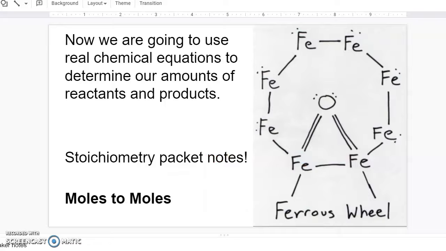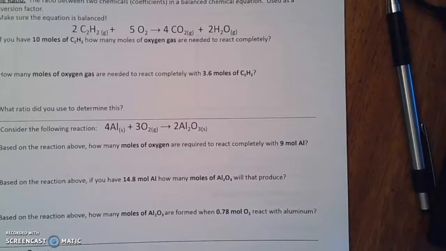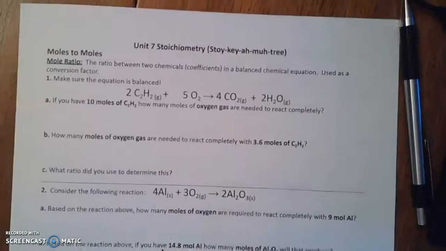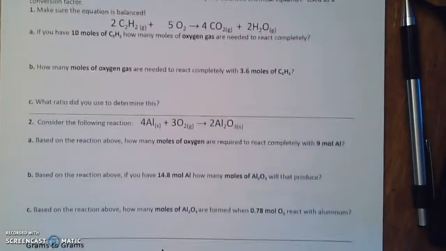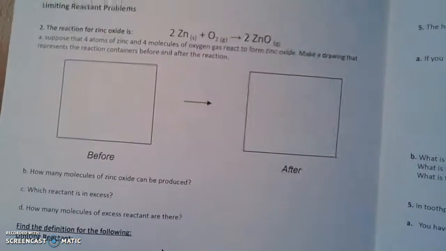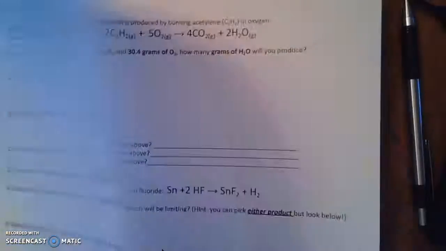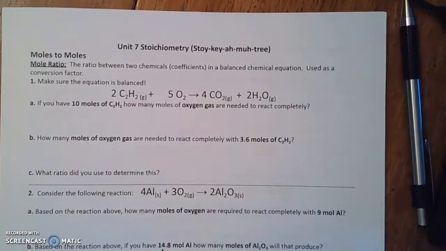So we're going to switch gears right now, and we're going to go on to this stoichiometry packet. So the stoichiometry packet, if you are in class, you are actually getting this, and it looks like this. We're just going to do moles to moles. It is actually big. It opens up, right? Okay, we're going to be using this for a couple of days.